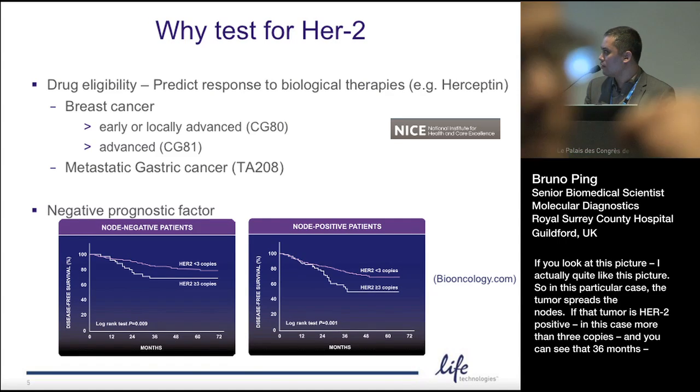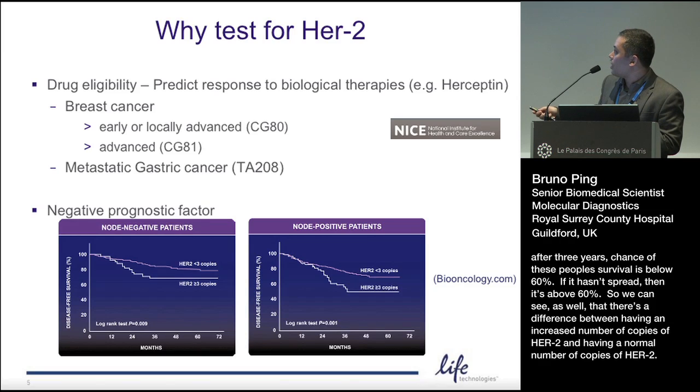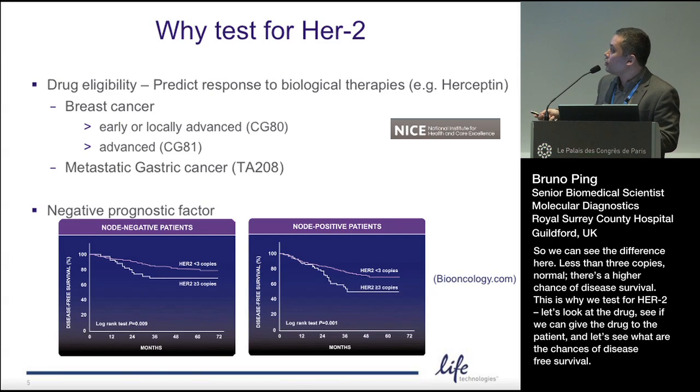If you look at this picture, I actually quite like this picture. In this particular case, the tumor spread to the nodes, and if that tumor is Her-2 positive, in this case more than 3 copies, you can see that 36 months after, at 3 years, the chance of disease-free survival is below 60%. If it hasn't spread, then it's above 60%. You can see as well that there's a difference between having an increased number of copies of Her-2 and having a normal number of copies. Less than 3 copies, normal, there's a higher chance of disease-free survival. This is why we test for Her-2. Let's look at the drug, see if we can give the drug to the patient, and see what the chances of disease-free survival are.